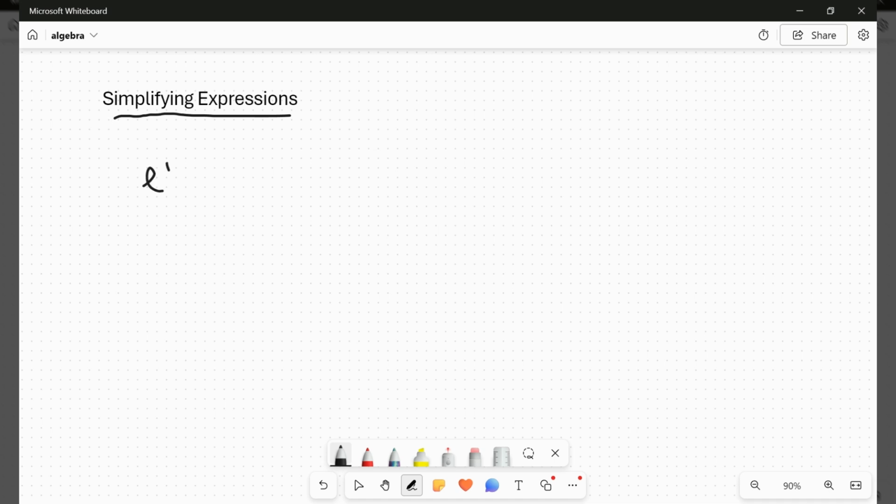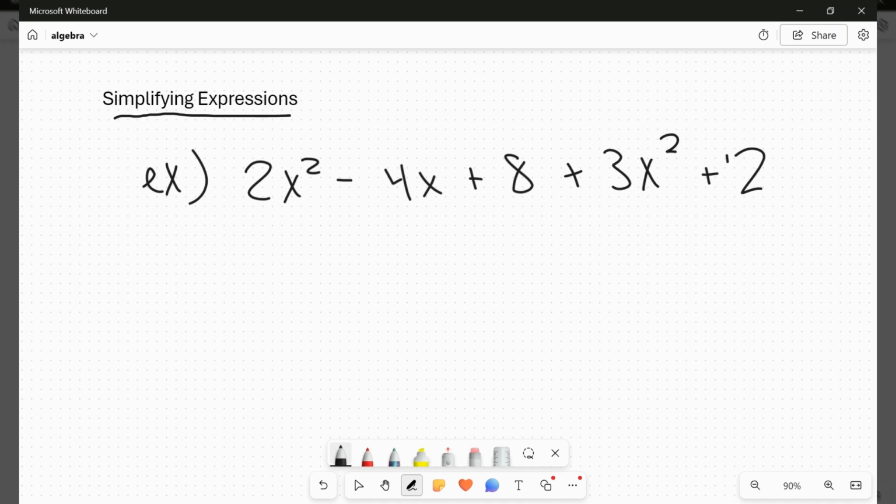For example, let's just start off with some random example: 2x squared minus 4x plus 8 plus 3x squared plus 12x. So you're given some really long expression. This is what we call an expression, a bunch of terms, and they don't necessarily have an equal sign. So not all of this equals 5. We're not solving for x. We're just simplifying the expression to the smallest it can be. Let's try and compress it into something smaller.